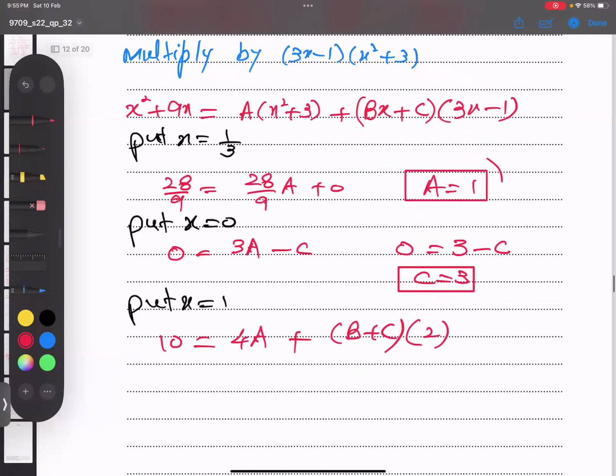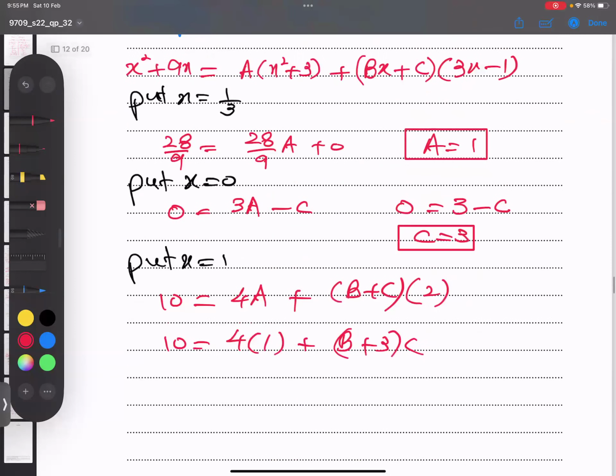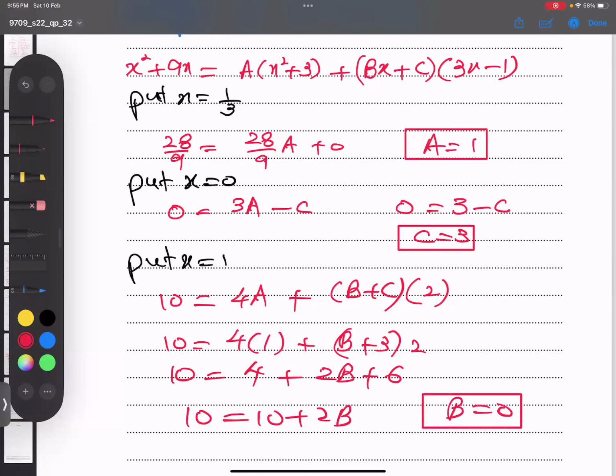Now I plug in the A value and C value in the equation. Let's see what happens then. A value 1, B value unknown, C value is 3. So 4 times A is 4. This value is 2 outside. I got 2B and 2 times 3 is 6. And I got 10 equal to 10 plus 2B. Ultimately, B becomes 0.